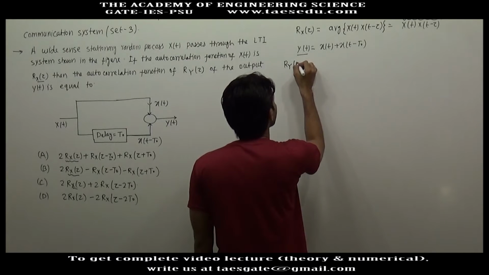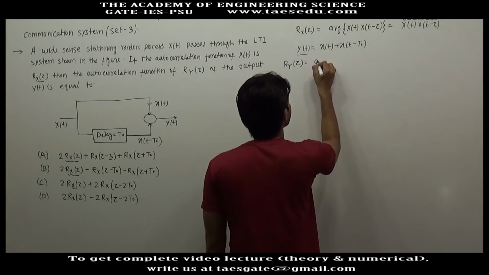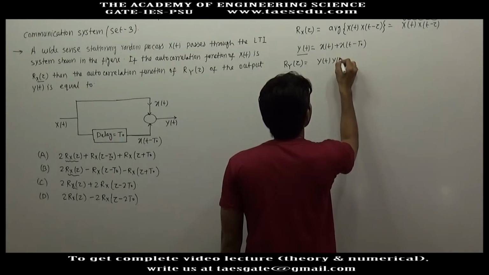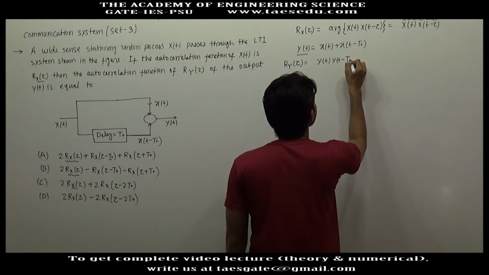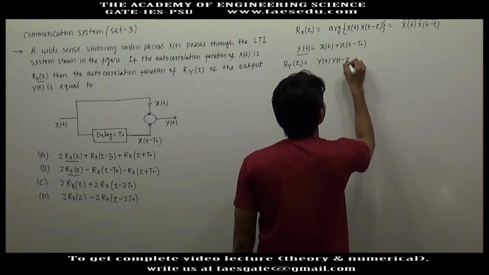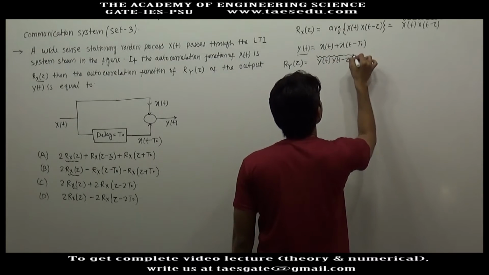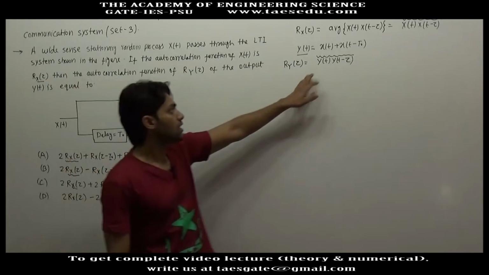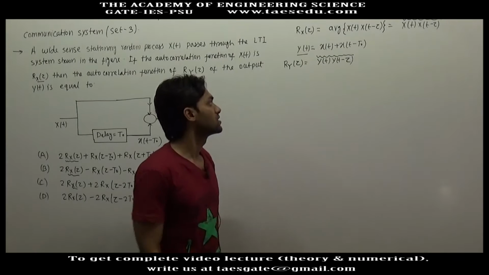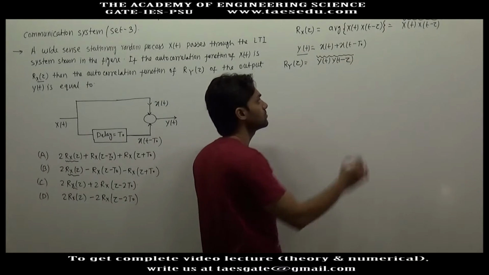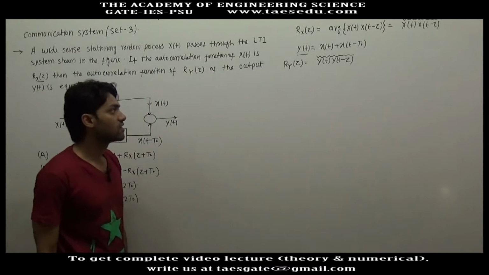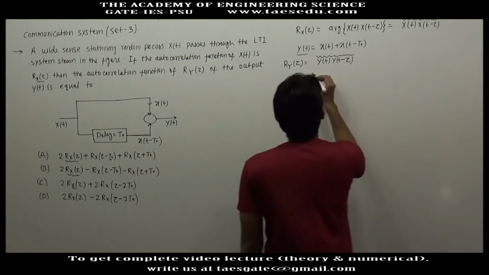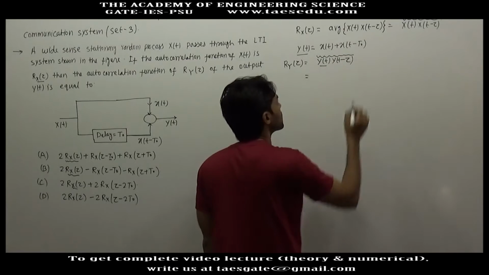So if we try to write down the expression for the autocorrelation function of yt, this will be Ry tau, which is nothing but the mean of yt into yt minus tau. This is the formula for the autocorrelation function, average of yt into yt minus tau. Instead of minus, we can use plus also. Autocorrelation function is an even function. Okay. Now what is yt? Put the value of yt in terms of xt.